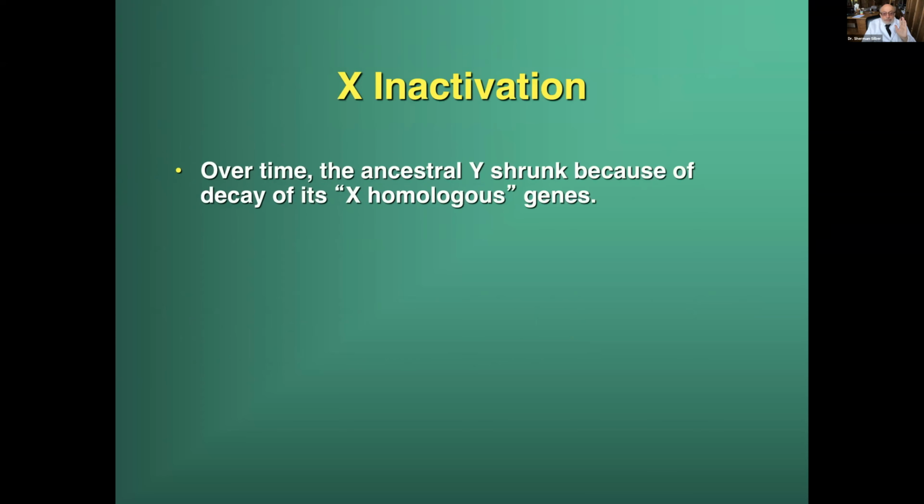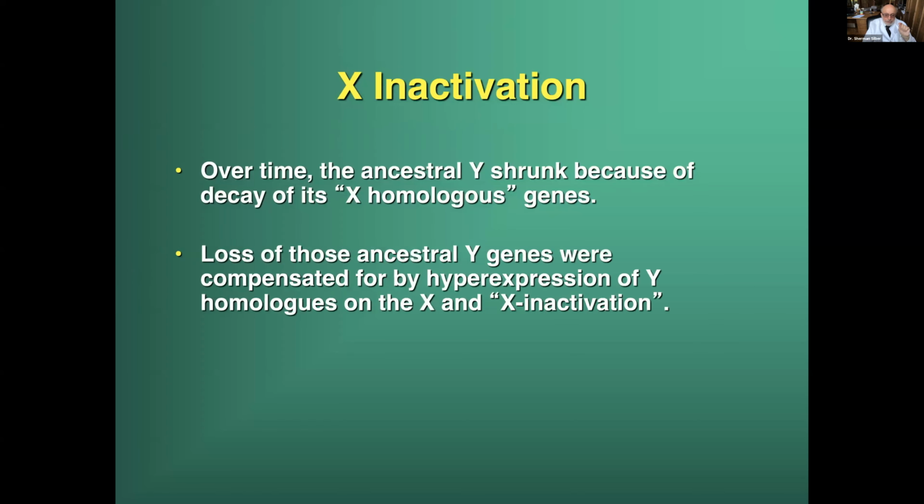Now, X inactivation is a very important subject because when these genes decay on the Y, you would think that women have 2 copies of these intelligence genes and other genes because they have 2 X chromosomes, and men only have 1 copy that's functional. You would imagine that women would be twice as intelligent as men. Now, I know they're more intelligent, but they're not twice as intelligent. So, in fact, men would be dead if it weren't for some mechanism to give us equal expression of X genes. So over time, the ancestral Y shrunk because of decay of X homologous genes.